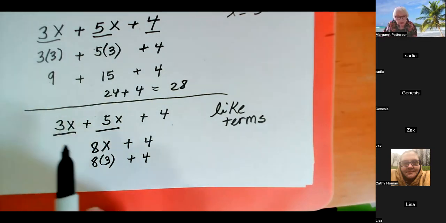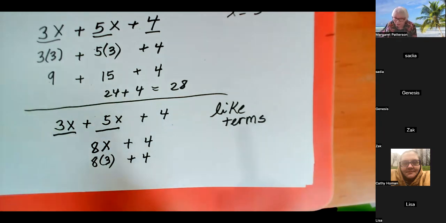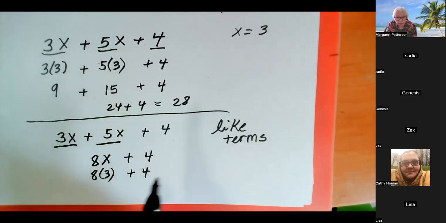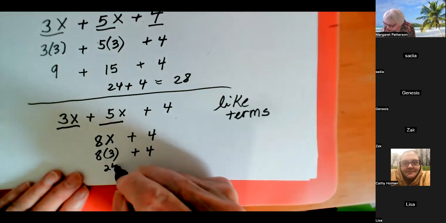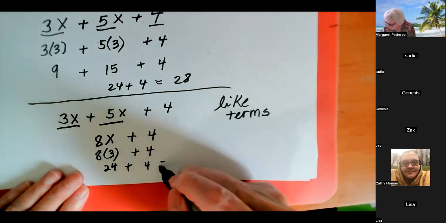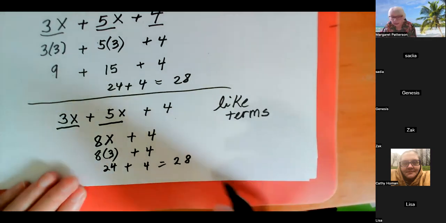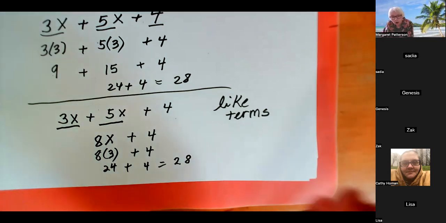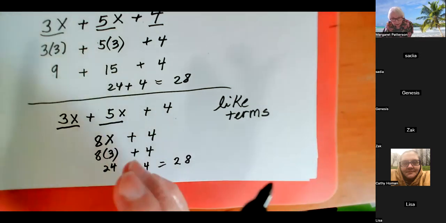The simpler version of anything is always better. So 3, remember x was 3, so 8 times 3, that would be 24, and 4, that would be your 28. Can you see that that was a little bit simpler? We love simpler, because the messier it is, the more mistakes we make.